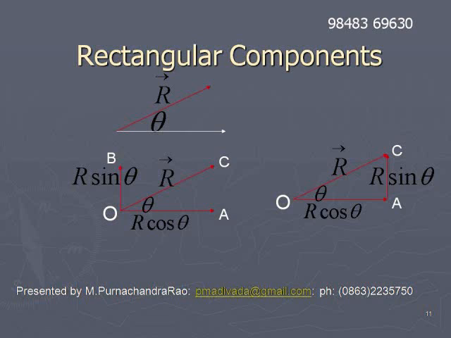It is another component. R cos theta and r sin theta are perpendicular to one another, so they are called rectangular components. Both are components of vector r bar. They are perpendicular to one another, hence they are called rectangular components. The component at an angle theta is r cos theta, and the one perpendicular to it is r sin theta.